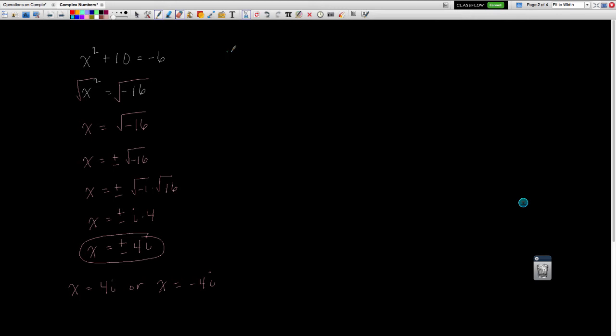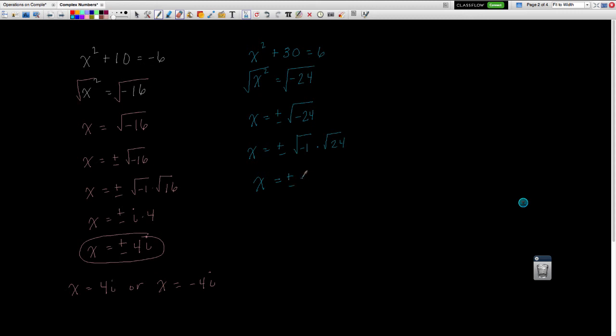Let's try another one. x squared plus 30 equals 6. We have x squared equals negative 24 because you would have to subtract 30 from both sides and you get x squared equals negative 24. We take the square root and we have x equals the positive and negative square root of negative 24. Can't leave your answer like that. So we would pull out square root of negative 1 times the square root of 24.